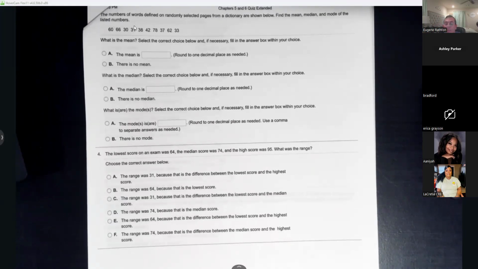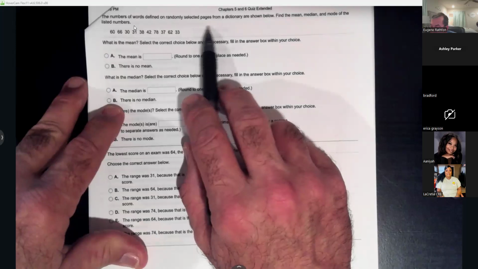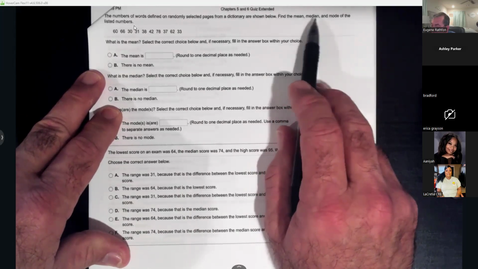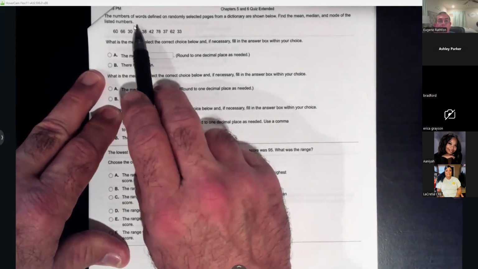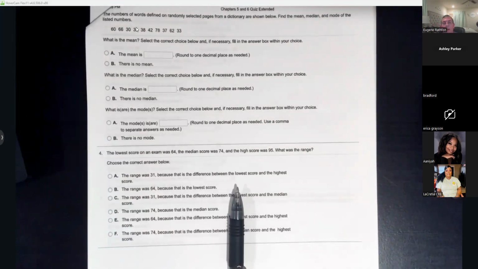All right, y'all. So this one, they're giving us the number of words defined on randomly selected pages from a dictionary, shown below. They want to find the mean, median, and mode of the listed numbers. All right, y'all. So we could add them all up and divide by however many there were for the mean, and then we could line them in order to get the median, and then the mode would be the one that happens the most. Okay.